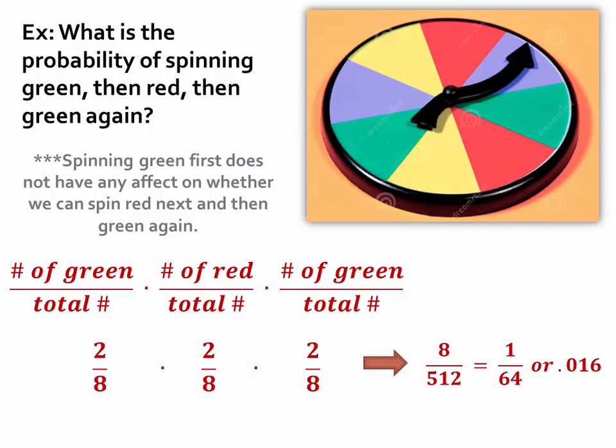What are my chances of spinning a red? 2 out of 8. And what's the chances of spinning a green? 2 out of 8. So the probability of doing green, then red, then green again is going to be 2 out of 8 times 2 out of 8 times 2 out of 8, which is going to get me 8 over 512, or 1 out of 64.